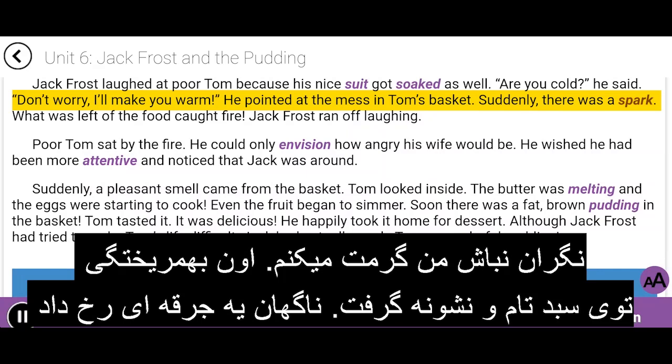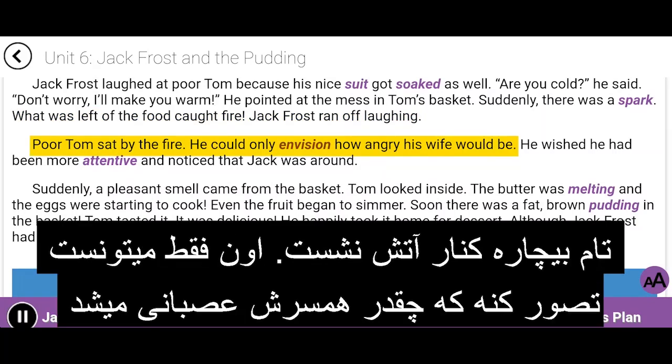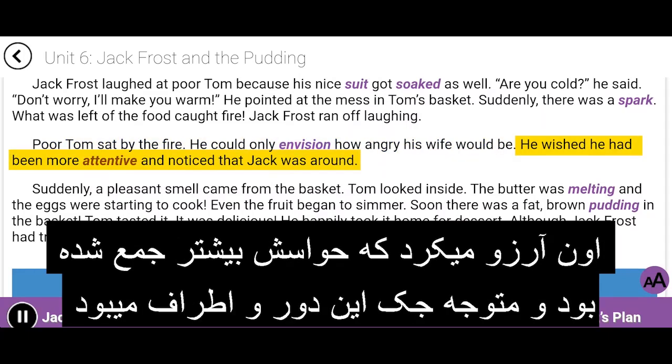Suddenly, there was a spark. What was left of the food caught fire. Jack Frost ran off laughing. Poor Tom sat by the fire. He could only envision how angry his wife would be. He wished he had been more attentive and noticed that Jack was around.